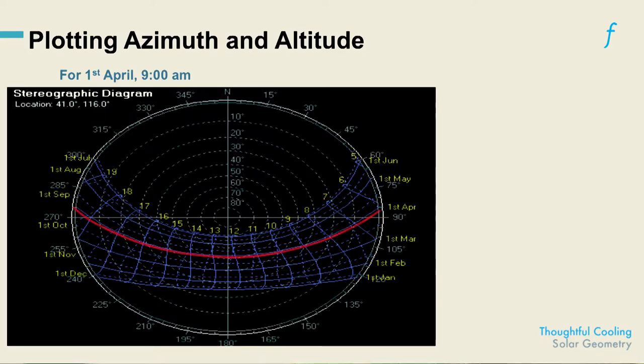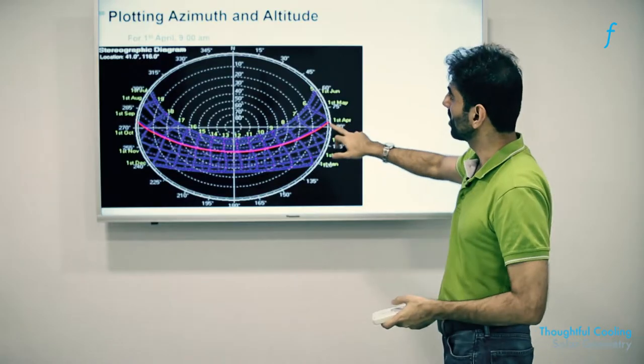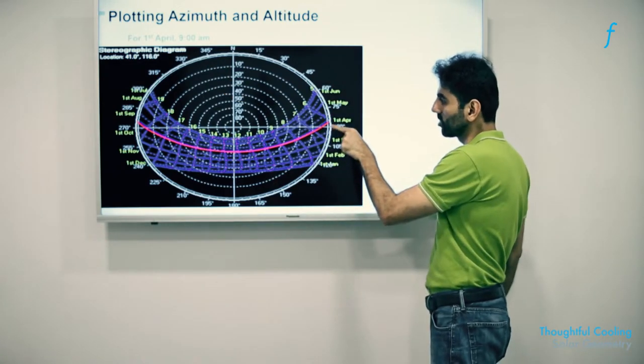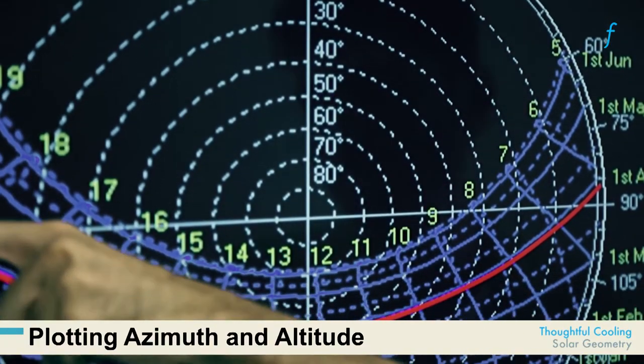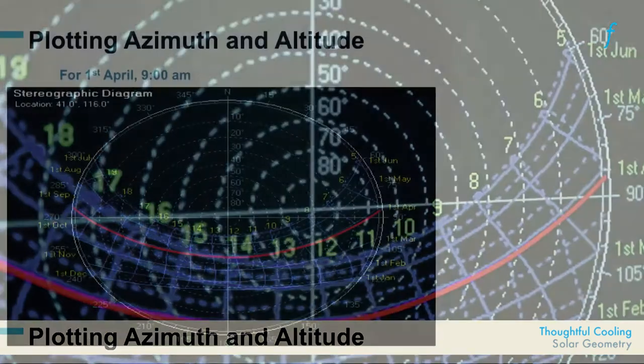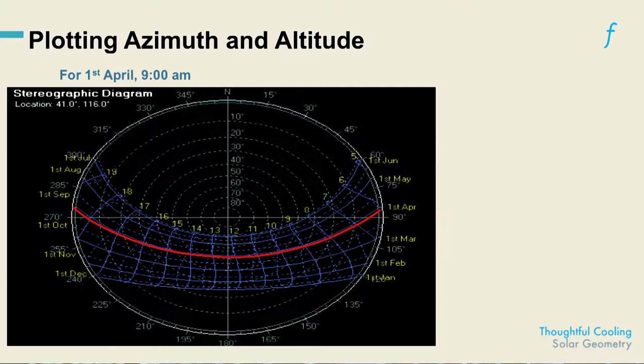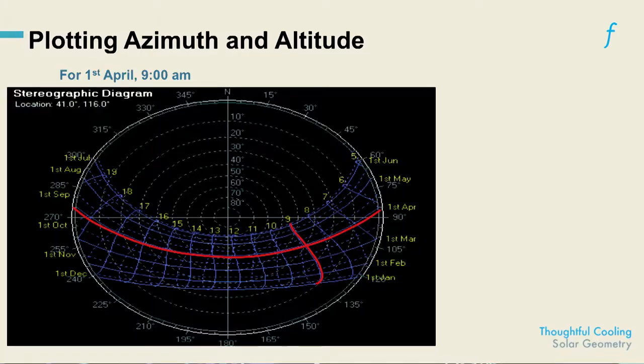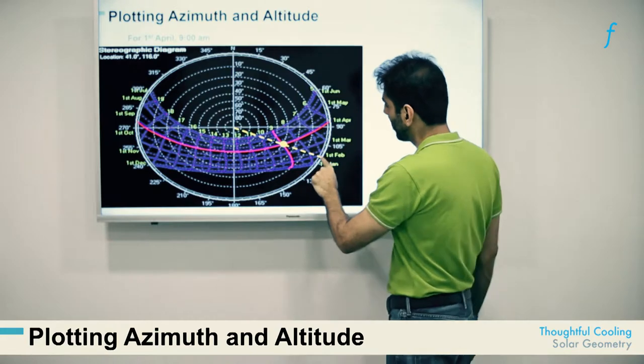So let's proceed. The way one would do this is first identify the sun path line that would correspond to the 1st of April. So that's here. This is the red line for 1st of April, right? The second part of the solution would be to look at the 9 a.m. curve. This fixes a certain point, right, which we indicate with a yellow dot. And to find the azimuth, what one would do is draw a line from the center through that dot to the edge of the circle, which will provide the azimuth angle.